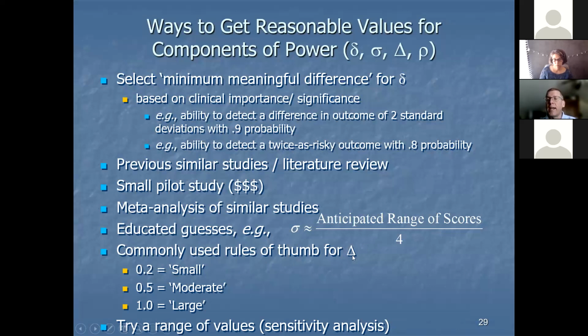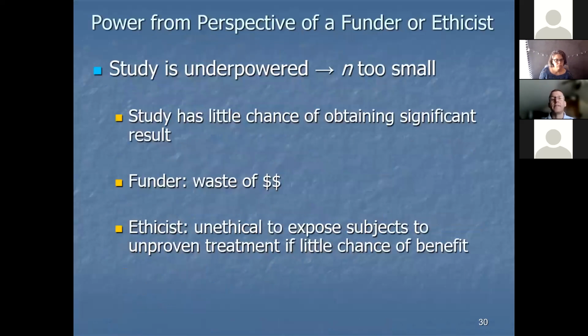Sometimes you see, again, if I use this capital delta as the standardized effect size, the number of standard deviations, there are different rules of thumb that are used for that. So for example, half a standard deviation might be considered a moderate effect, and I might power it for that. And again, it's important to get this uncertainty accounted for, possibly through a sensitivity analysis.